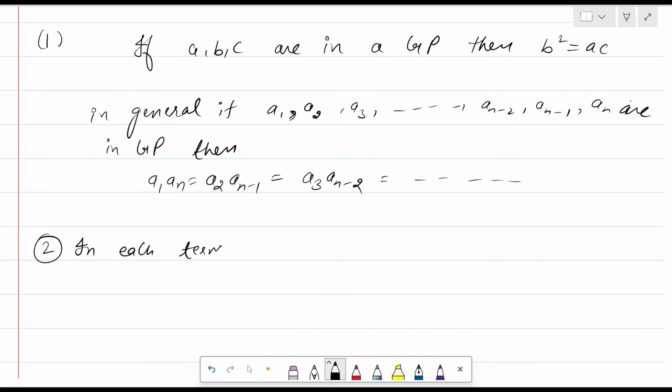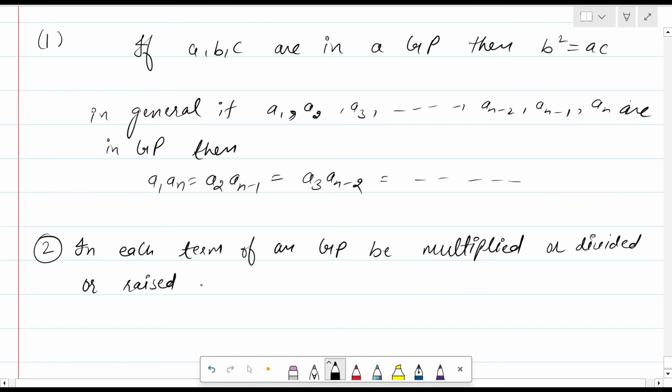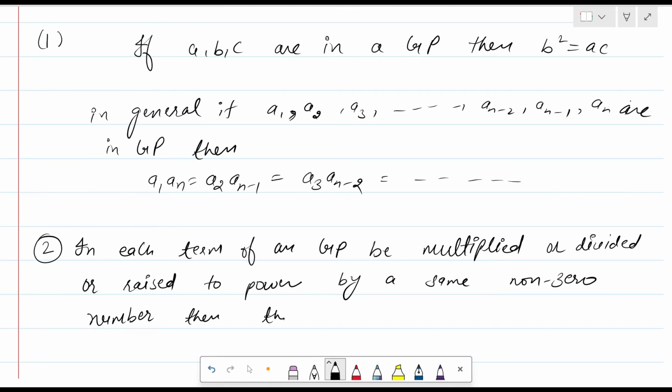In each term of a GP, if each term is multiplied or divided or raised to a power by the same non-zero number, then the resulting sequence is also a GP.